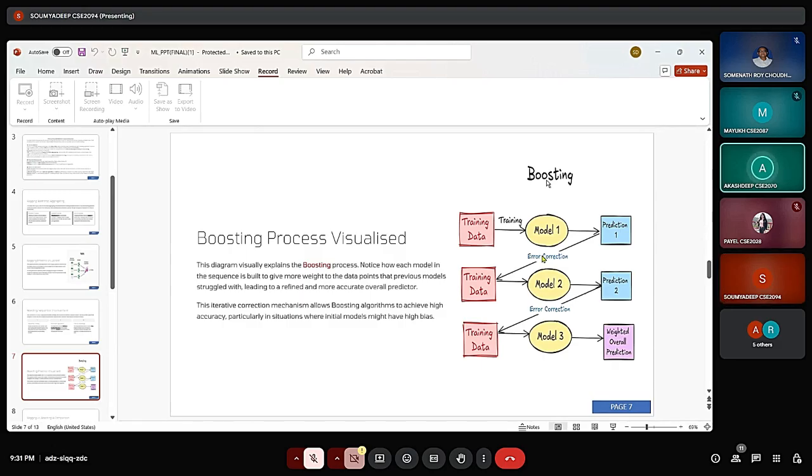Here is a model 1, 2, 3 visualized format of the boosting process. We can note how each model in the sequence is built to give more weight to the data points that previous models struggled with, leading to a refined and more accurate overall predictor. This iterative correcting mechanism allows boosting algorithms to achieve high accuracy, particularly in situations where initial models might have high bias.